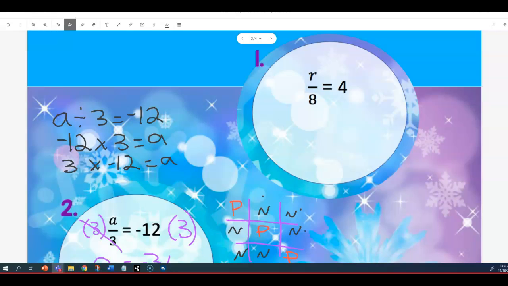So a positive times a positive is a positive. I got number 1 done. And look, a negative times a negative is a positive. Negative times negative is a positive. Positive times negative is a negative. I'm done. Okay, Jonah, I'm going to come check your work.